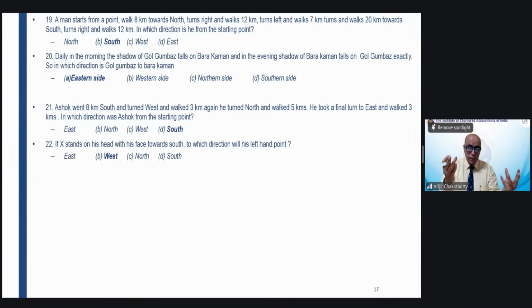That means Gol Gumbaz is on the right hand side of Bada Kaman. In other words, Gol Gumbaz is on the eastern side, पूरब की तरफ. बड़ा कमान जहां पे है उसका पूरब की तरफ जाने से आपको गोल गुंबज मिलेगा. इसीलिए सुबह, in the morning, सुबह का जो सूरज का जो आपका जो शैडो जो बन रहा है, the shadow of Gol Gumbaz falls on the Bada Kaman. Why? Because the sun is rising from the east.